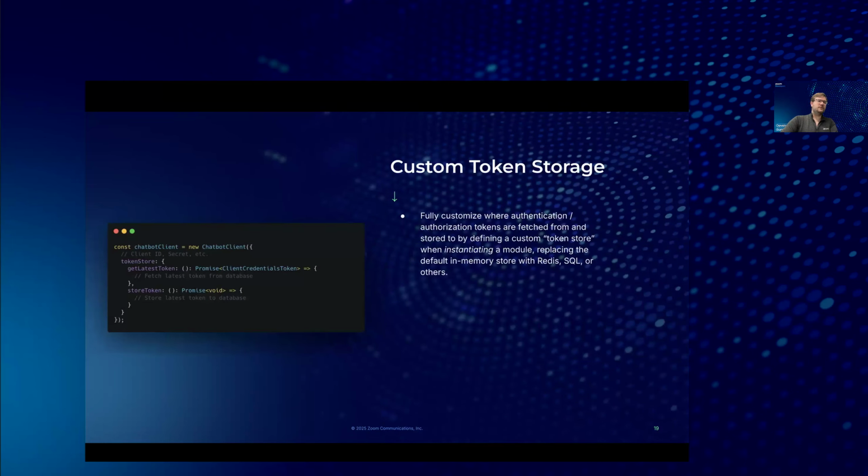Next, we'll talk about the custom token store. So currently, Rivet supports a default in-memory token store. This means that when the authentication and authorization tokens are fetched from Zoom, they are stored in memory. However, for production environments, it's likely that you want to replace this with something a little bit more persistent, like Redis or SQL in the backend. So allowing you to modify this with the token store, you can specify where those tokens are either fetched from or stored in Rivet.